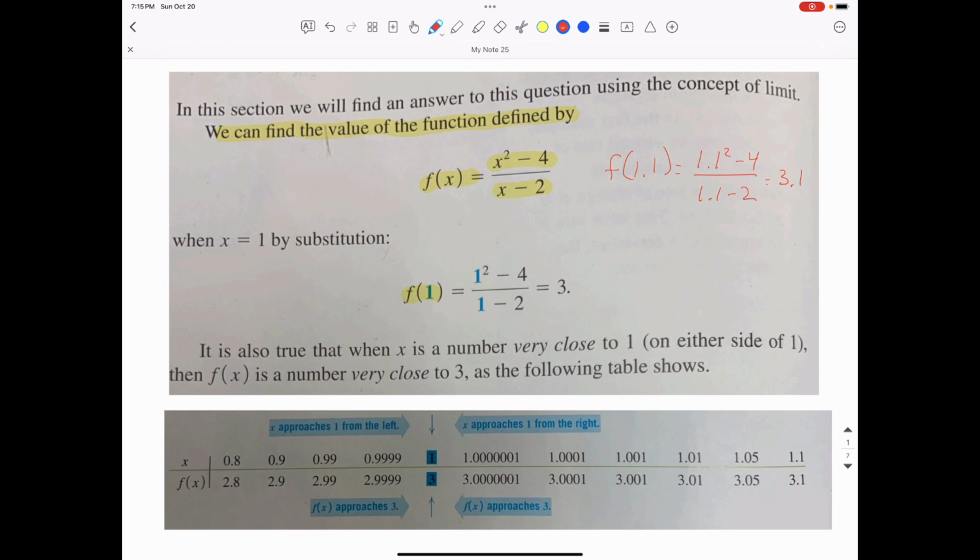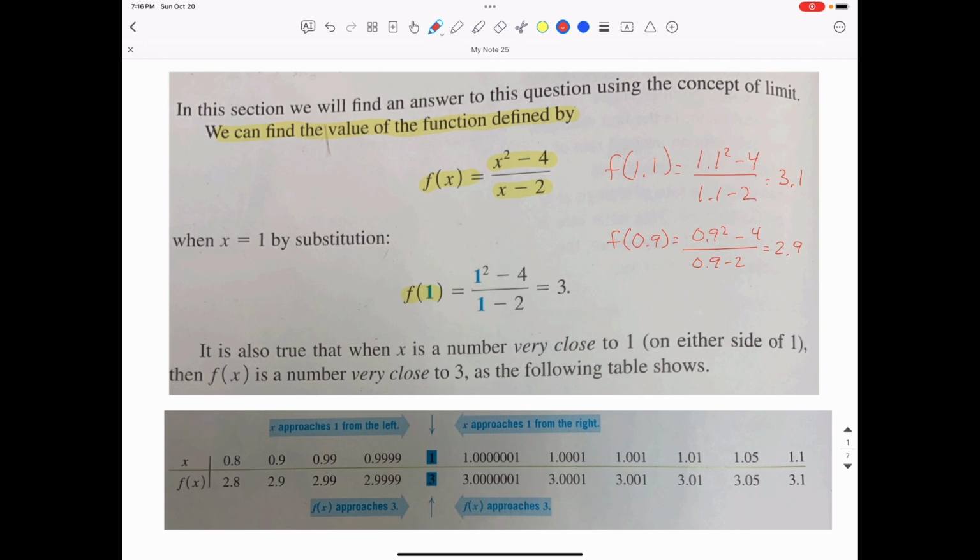What if we picked a number that was a little bit less than 1, like 0.9? So if we did f of 0.9, that would be 0.9 squared minus 4 over 0.9 minus 2. And once you do the order of operations on that, you get an answer of about 2.9. So as we would expect, when we pick a number that's a little bit less than 1, we get an answer that's a little bit less than 3.